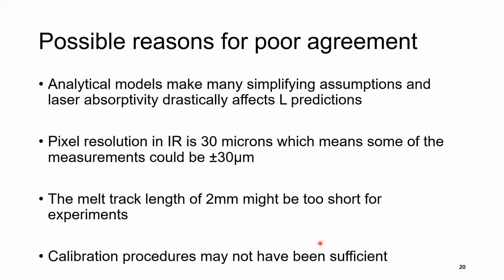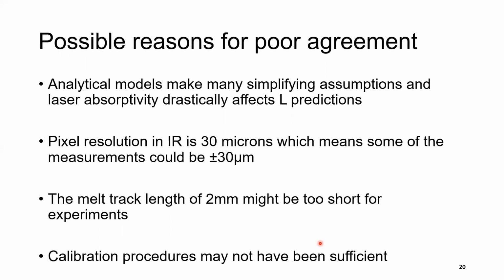So if we want to talk more about possible reasons why we get this poor agreement between the predicted dimensions and the actual dimensions, we should take a look at the simulations and the experimental setup. We know that the analytical models make several simplifying assumptions. And we know that the laser absorptivity drastically affects the length predictions, as we saw from those red and white line overlays on our infrared images. So it's very possible that the model may not be accounting for something.